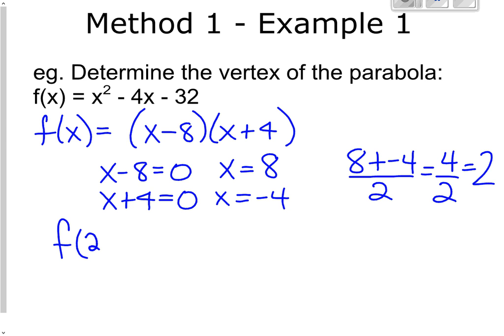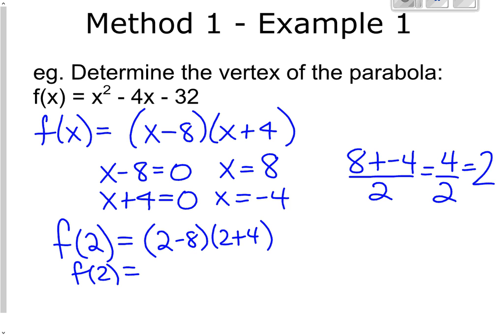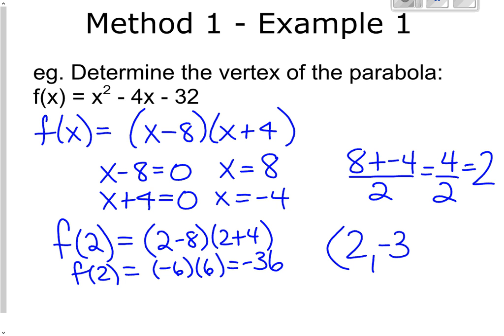My last step is to take that 2 and plug it back into my equation. You can pick either the standard form equation, the one without the brackets, our original, or factored form. It's up to you what you would prefer. I'm going to do factored form, I think. So 2 minus 8, 2 plus 4, which is going to give me -6 and +6, which is -36. So in this case, my vertex is at (2, -36).